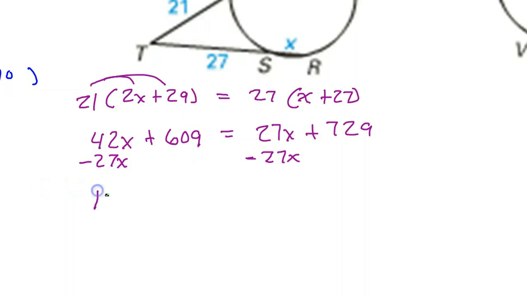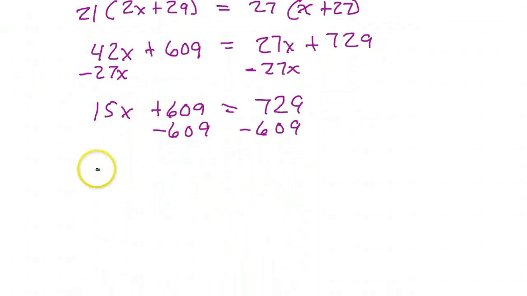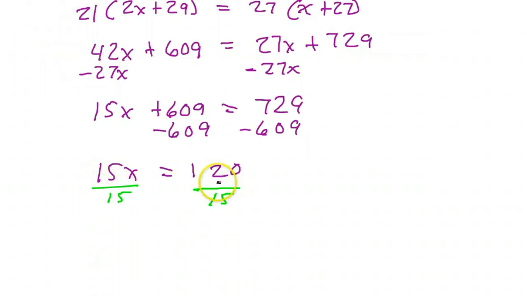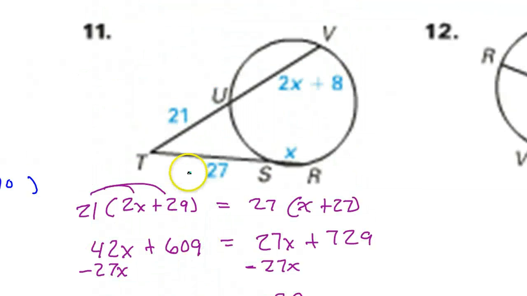So that's going to give us 15x plus 609 is equal to 729. Subtract 609 from both sides. And I have 15x equals 120. Okay, and then I will divide both sides by 15. So x equals 8. And that's the answer for number 11.